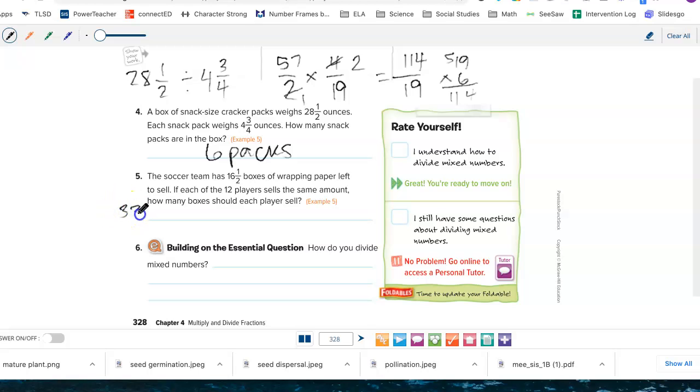Keep. Change. And I'll flip 12 to 1 over 12. I know 3 can go into 33 11 times, and it can go into 12 4. So I get 11/8. Oops. So each player should sell 1 and 3/8 boxes.